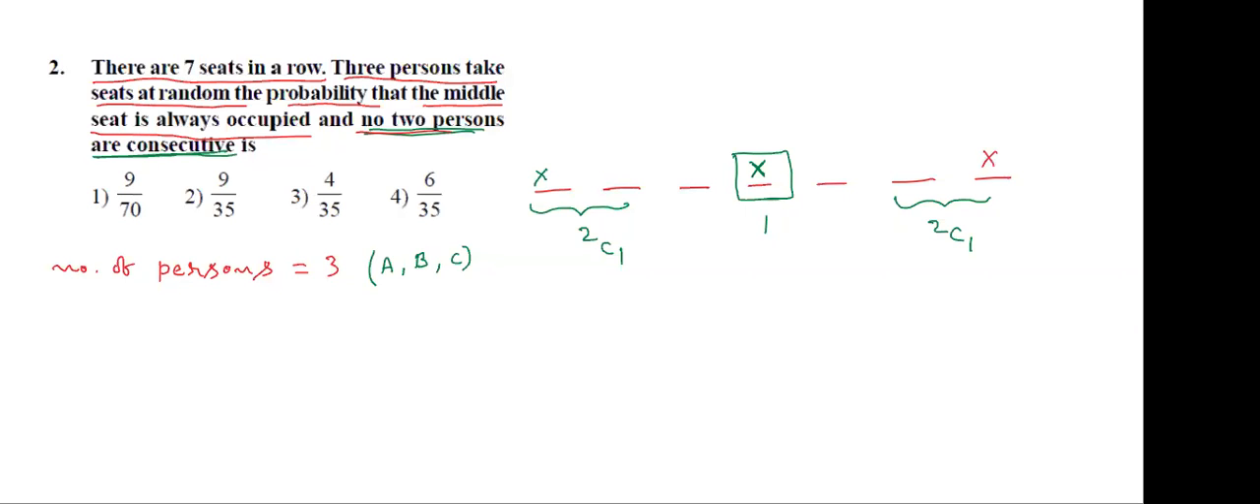Suppose you fill here. See, there are no two persons consecutive. Suppose you fill this person here. See, observe here, no two persons are consecutive. Students, do you understand? Don't fill here. If you fill here, these 2 persons are consecutive.